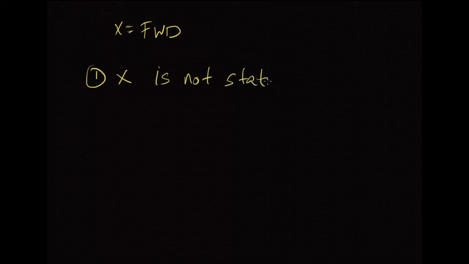X is the free water deficit, and we just calculated that on the last slide. But there's some things you have to know about this. Number one, x is not a static value, which means whatever you get for x today is not going to be the same thing you get tomorrow. So x is only valid for that point in time.